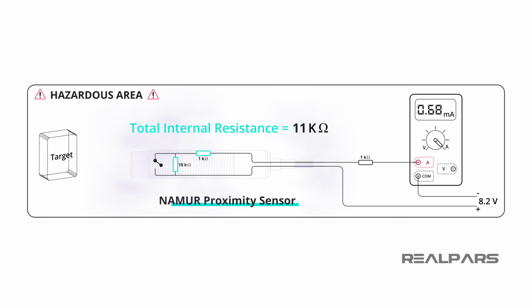Let's have a closer look. A Namur proximity sensor has a switching circuit similar to a typical proximity sensor, but instead of making and breaking an external circuit, the switching circuit is used to change the output current flow by altering an internal resistor network. Using this technology, there are two output current values depending upon the position of the target.